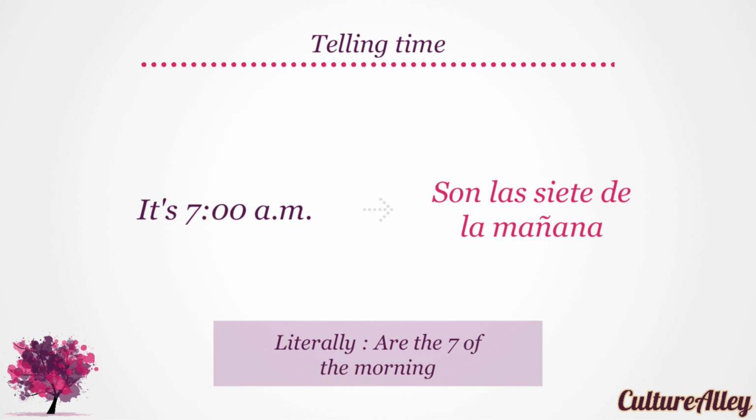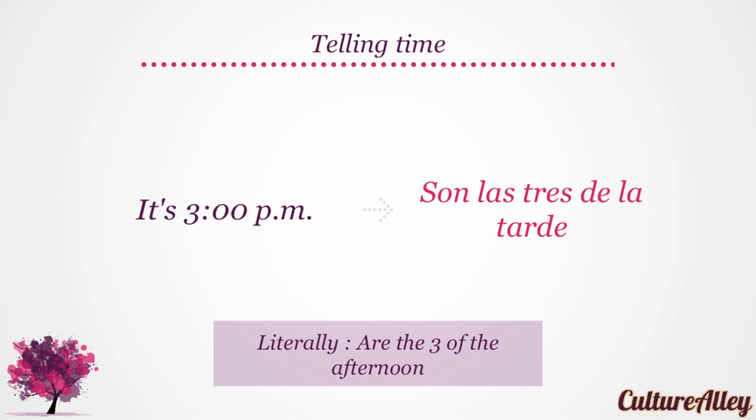Son las 7 de la mañana. Great! The literal meaning of son las 7 de la mañana is "are the 7 of the morning." Moving on, let's look at "it's 3 p.m." It's 3 p.m. becomes son las 3 de la tarde. Since we have used p.m. here, we use de la tarde, which means "of the afternoon."